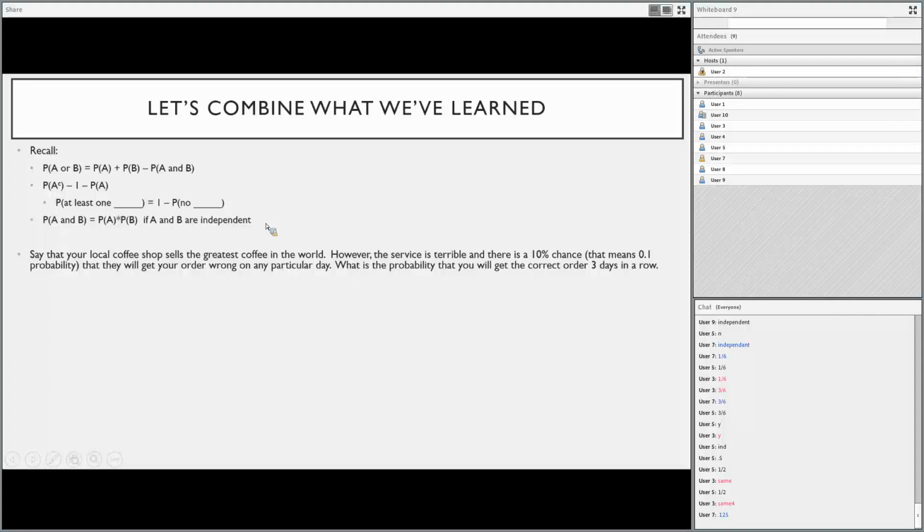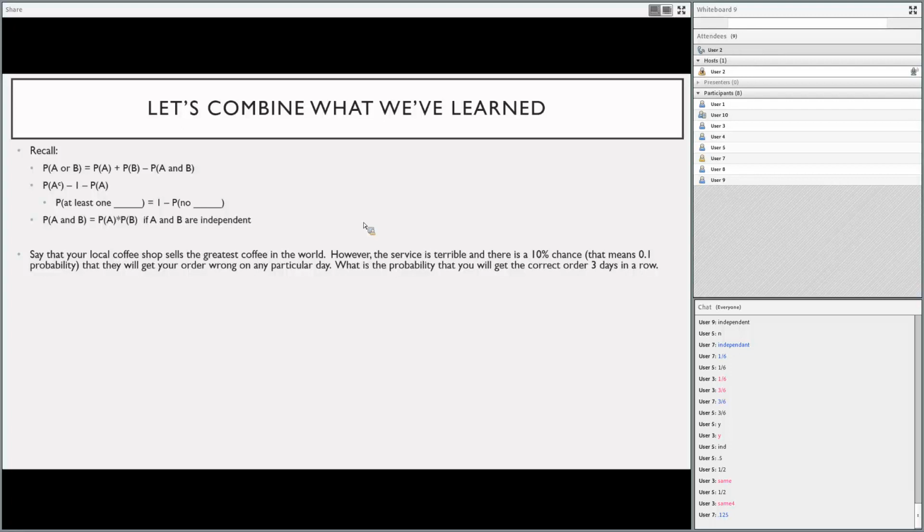So some questions are going to make you use some combination of these formulas to get through the whole thing. So you might be using multiple formulas to find multiple parts to a question. Here's an example. So say that your local coffee shop sells the greatest coffee in the world. You just love this coffee. However, the service at this coffee shop is terrible, and there's a 10% chance, that means a 0.1 probability, that they're going to get your order wrong on any particular day. So we want to know the probability that you will get the correct order 3 days in a row.